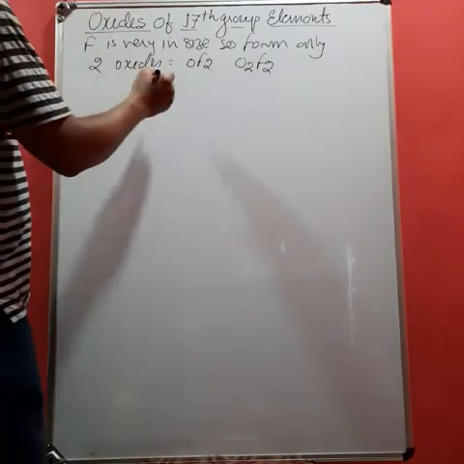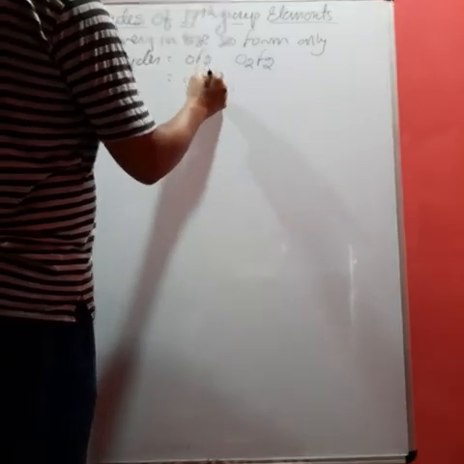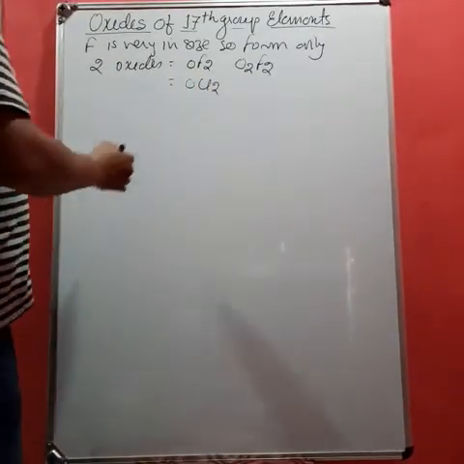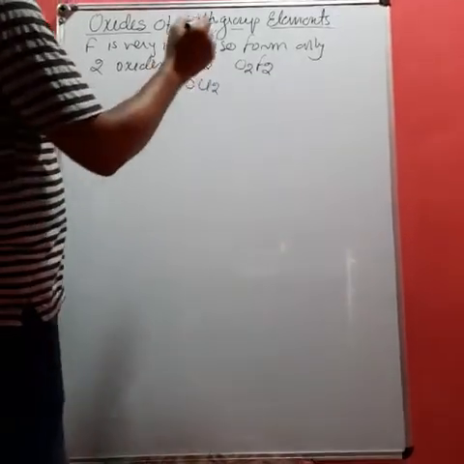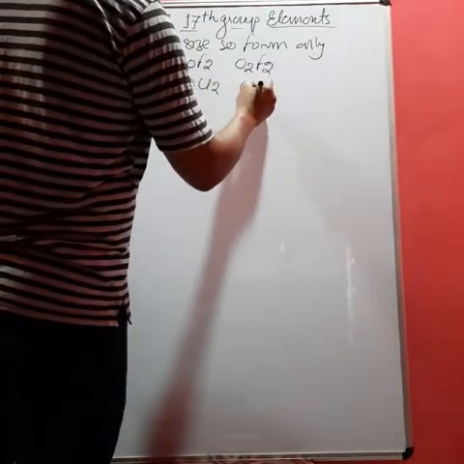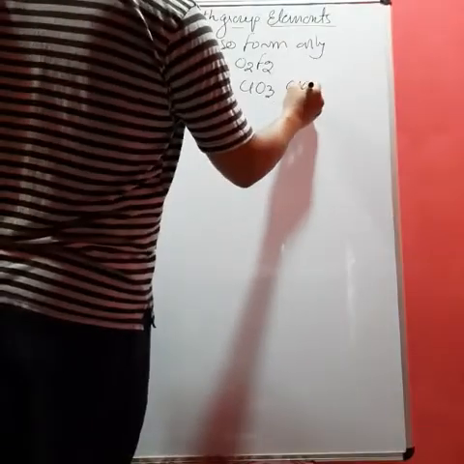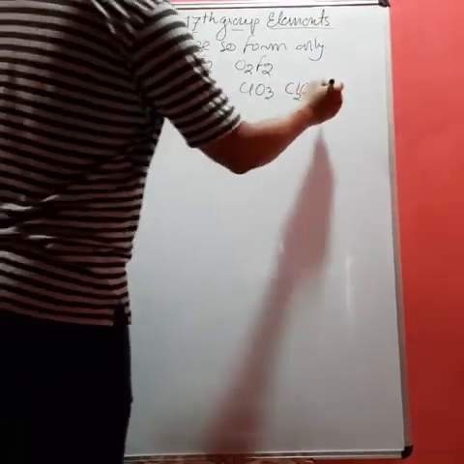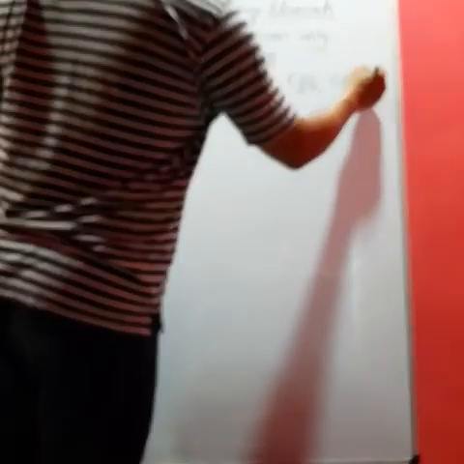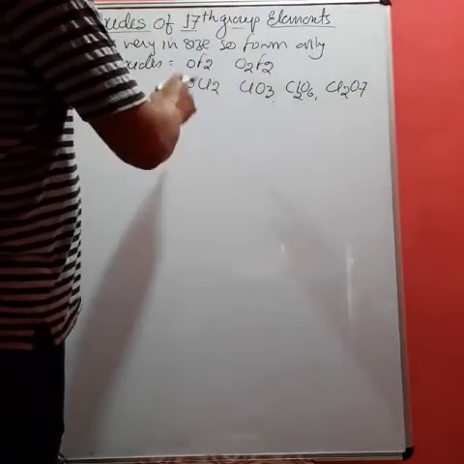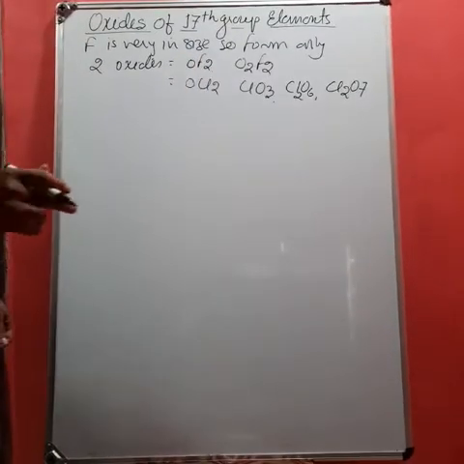But in the case of chlorine, chlorine can form OCl2, that is dichlorooxide, or oxygen dichloride. It can also form ClO3, can also form Cl2O6, and one more compound is there, Cl2O7. The rest of the halogens can also form dioxides and trioxides.